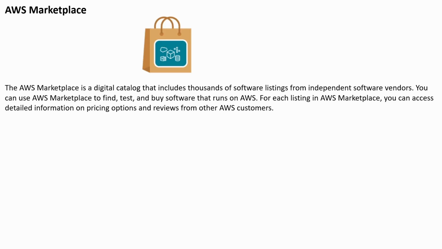AWS Marketplace is a digital catalog that includes thousands of software listings from independent software vendors. You can use AWS Marketplace to find, test, and buy software that runs on AWS. For each listing in AWS Marketplace, you can access detailed information on pricing options and reviews from other AWS customers.